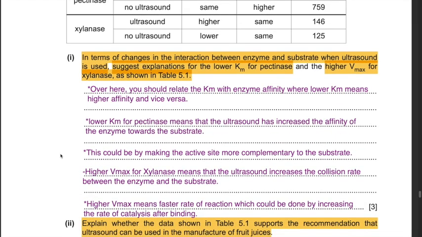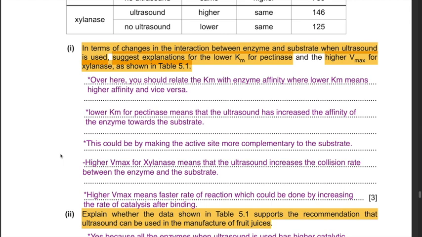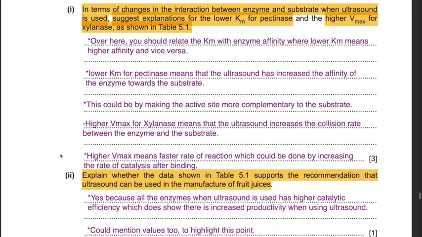Higher Vmax also means faster rate of reaction, as I mentioned, which could be done by increase in the rate of catalysis after binding. And thus, writing any three of these points would earn you your full 3 marks. However, do make sure you mention a point each about pectinase and xylanase.